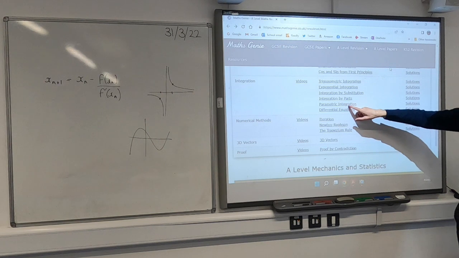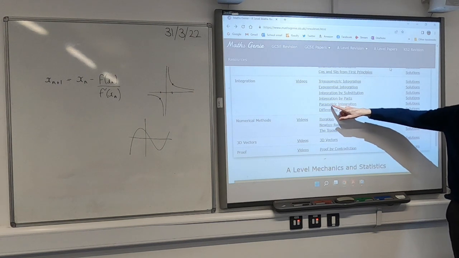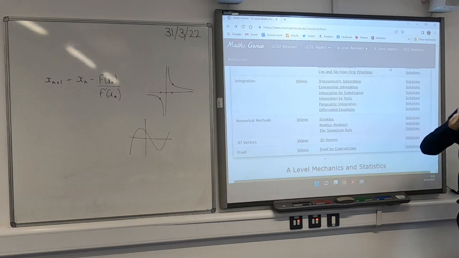parametric integration we didn't do, and it's not mentioned in the syllabus. But there is one example in the textbook on it. So I emailed the exam board and said, look, is it or isn't it? You don't mention it in the syllabus, there's one example in your textbook. So when I get a response, it may be that we have to do a lesson on that after Easter. I'll make sure that we cover that. Okay, so we're going to move on.